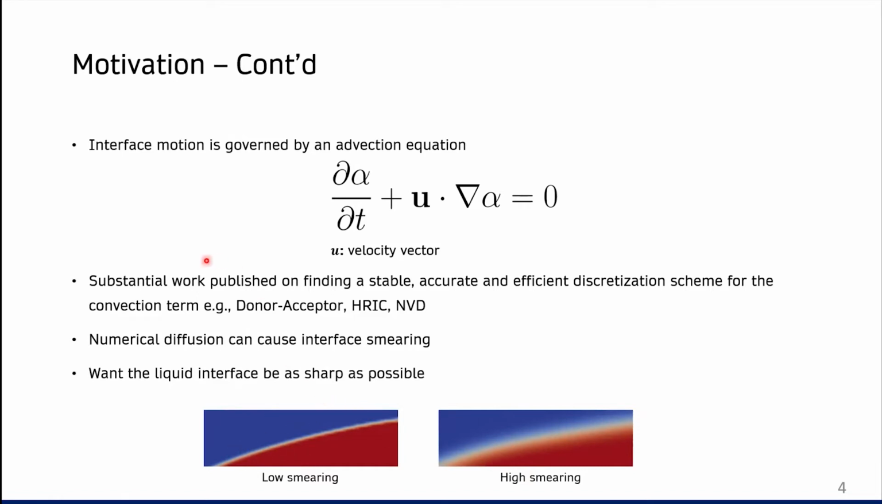There are different techniques that have been developed to discretize this divergence term in a way that is efficient and effective for interface construction. They're called donor-acceptor comparison methods, NVD. All of these try to discretize the convection term using higher order methods or normalization techniques to fix this smearing problem.